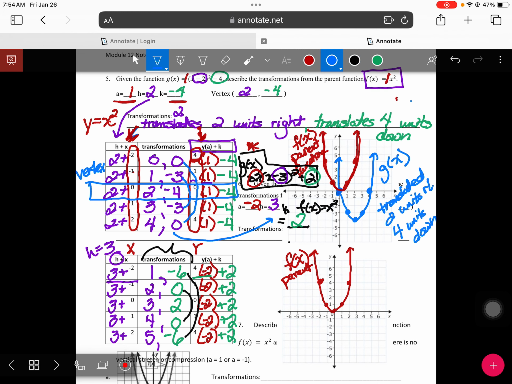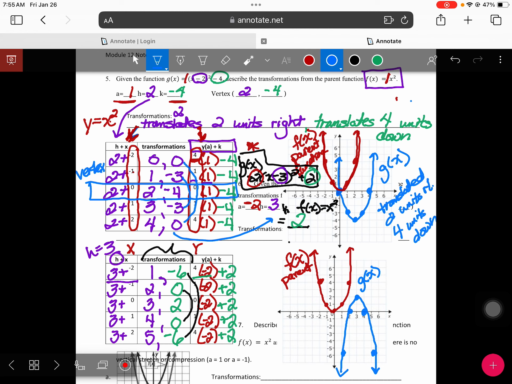So I want 1, negative 6. I want 2, 0. That's right on the x-axis. 3, 2. 4, 0. And 5, negative 6. Okay? Pull those together to make the shape of a parabola. Please put your arrows on the ends, because they would continue on. Label it as g of x.